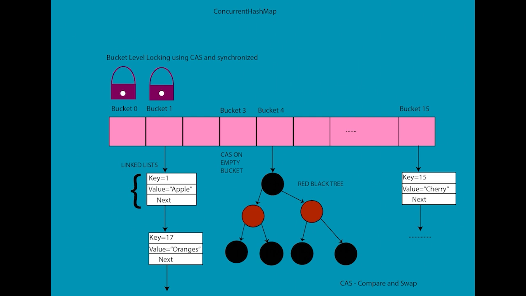ConcurrentHashMap uses the same concept of linked list and red-black trees as HashMap to handle collisions. It guarantees thread safety using concurrency control mechanisms like compare-and-swap and synchronized. It gives high throughput in a multi-threaded environment as it uses bucket-level locking.